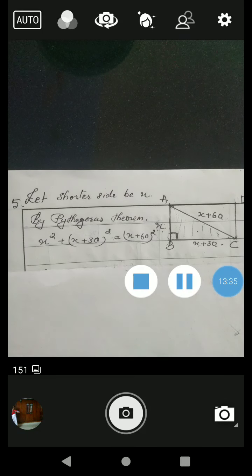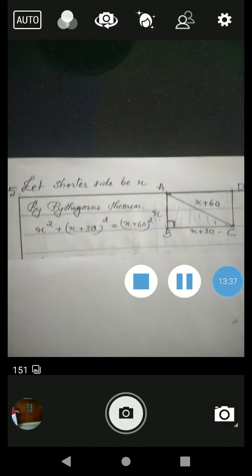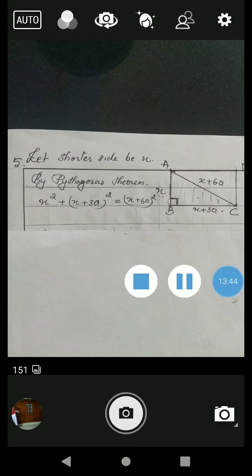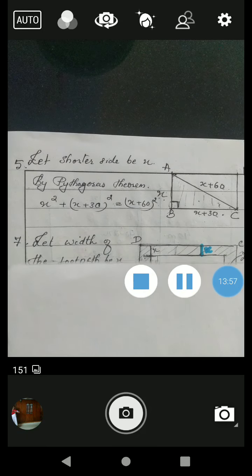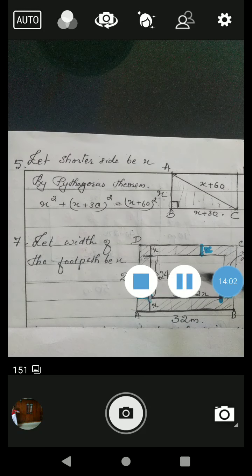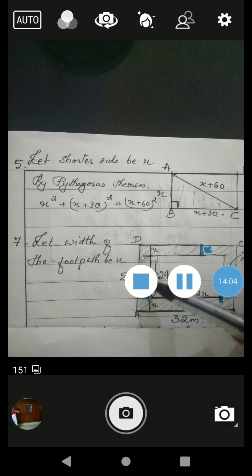Seventh. A footpath of uniform width runs round the inside of a rectangular field 32 meter long and 24 meter wide. If the path occupies 208 meter square, find the width of the footpath. That is the question. So we can draw a figure of the footpath. You can see this is the footpath of equal width. This shaded portion is the footpath.